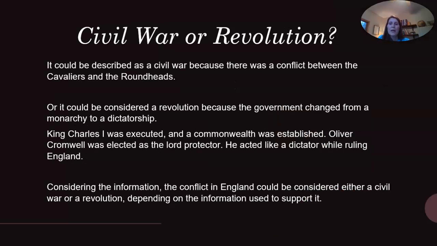Civil War or Revolution. It could be described as a civil war because there was a conflict between the Cavaliers and the Roundheads. So remember, a civil war is fighting within one country. Or it could be considered a revolution because the government changed from a monarchy to a dictatorship. King Charles I was executed and a commonwealth was established. Oliver Cromwell was elected as the Lord Protector. He acted like a dictator while ruling England. Considering the information, the conflict in England could be considered either a civil war or a revolution, depending on the information used to support it. So that would be a good question, and then you could use supporting examples if needed.